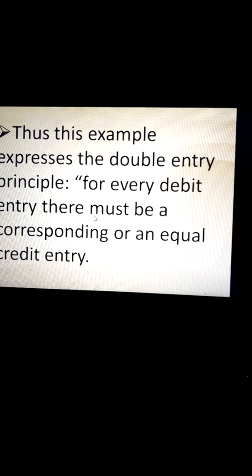So what it means, therefore, is that the example expresses the double entry principle. And what is the double entry principle? For every debit entry, there must be a corresponding or an equal credit entry. For every debit entry, there must be a corresponding credit entry. Or for every debit entry, there must be an equal credit entry. That is the double entry principle.